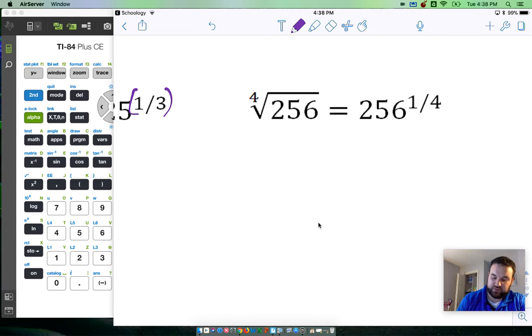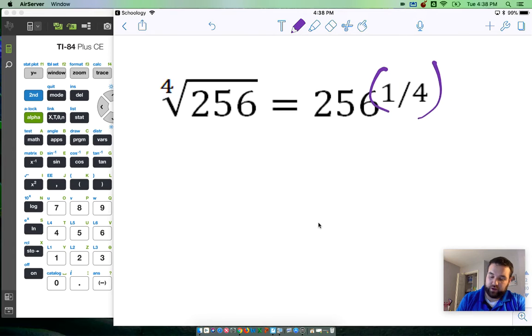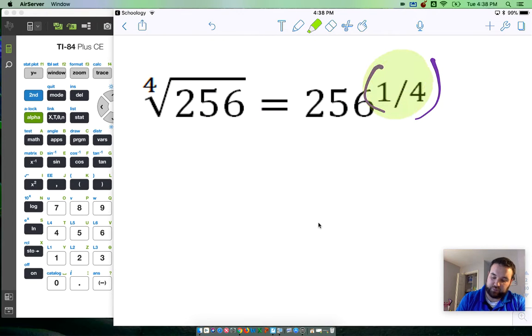And then same sort of thing for 256. Instead of writing it using the radical symbol or the fourth root, I can write it as 256 to the 1/4. The key here is that if you're going to write it as an exponent like this, the radical is no longer in the picture. It is gone.